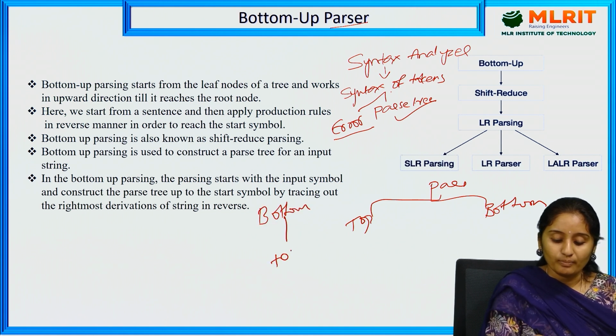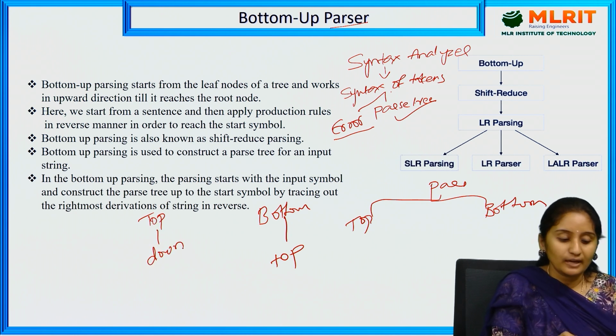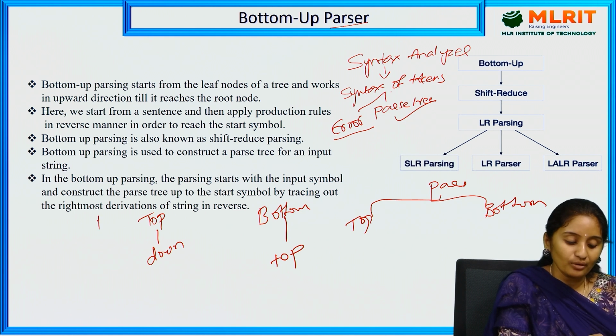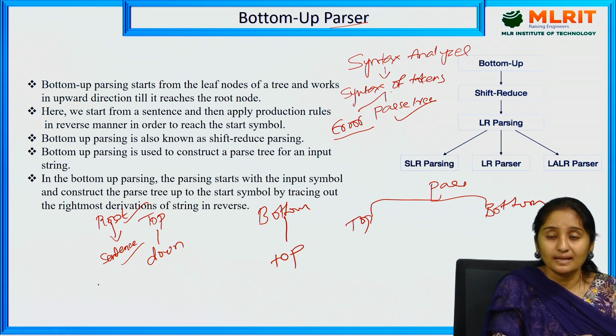Initially, we generate a parse tree from top to down. We have a root node, and that root node is given as the input, and we generate a sentence, that is, an input string. We take the root node and generate the syntax sentence or string.